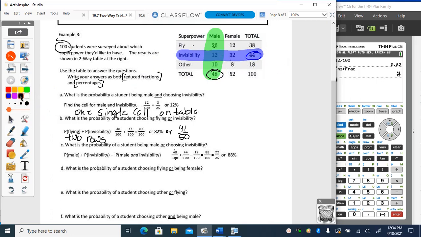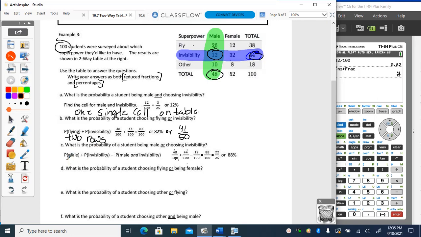These lines, instead of them being parallel, they cross each other, right? So that means we'll take the probability of either being male or choosing invisible, so 48 over 100 for male, 44 over 100 for invisible, and then we'll subtract the overlap. So the overlap would be this 12, where it's male and invisibility, so 12 over 100. So now we have 48 over 100, 44 over 100, minus 12 over 100, which gives us 88 over 100, which the reduced fraction would be 22 over 25, or 88%.